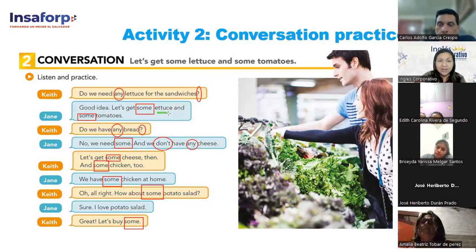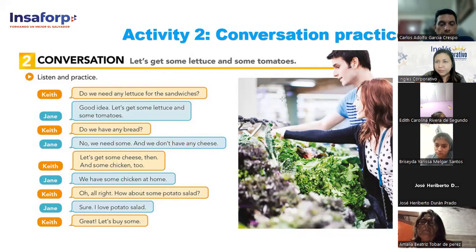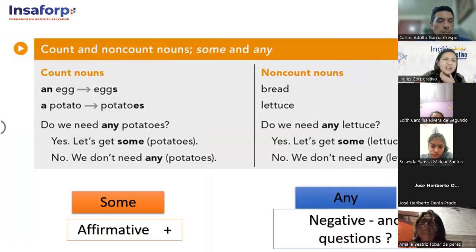If you notice, we have lettuce here, we have tomatoes is a count noun, and then cheese and chicken are non-count, and potato salad is also non-count. So we can use some in affirmative statements. Also, we can use it in a question, like in this case, how about some potato salad? But especially in affirmative statements with count and non-count nouns. Any is also used for count and non-count nouns, but only in questions and negative statements. Okay? Very good.